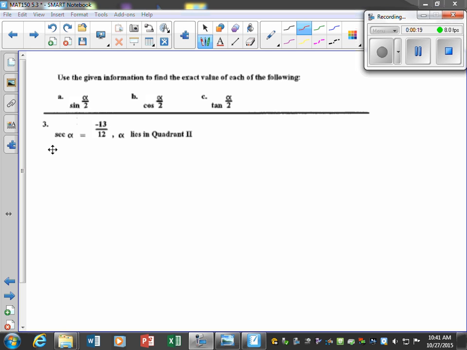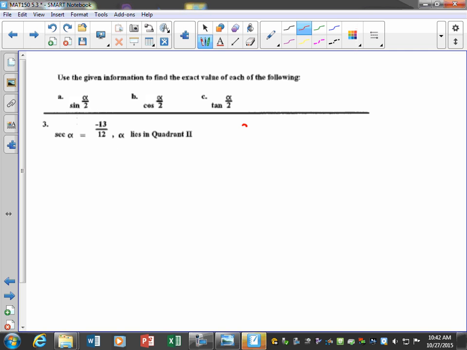time. So first of all, they tell us that the secant of alpha is negative 13 over 12. What's the reciprocal of the secant of alpha? If we know the secant of alpha is this, what is the cosine of alpha? What's the cosine of alpha? The reciprocal, so right, negative, and then we put 12 over 13. Now let's get a sketch of this. What quadrant did they tell us it's going to be in? Quadrant 2.